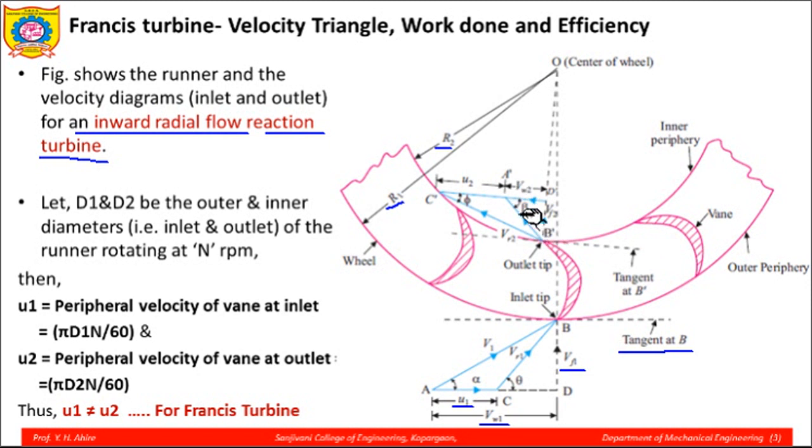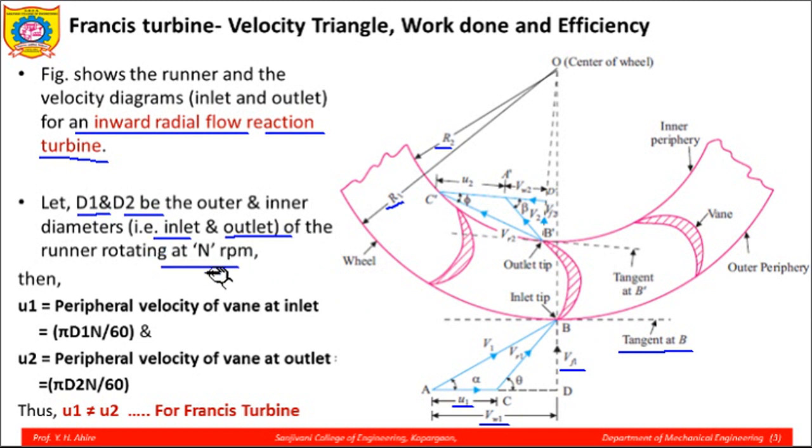V2 will make an angle beta with the tangent at the outlet, means inner periphery, and beta is nothing but the angle made by the absolute velocity V2 at the outlet, right? So these four angles theta, phi and alpha, beta are with respect to the tangents to the wheel at the inlet, means outer periphery, and outlet, means inner periphery. Having said all this, let us see, if D1 and D2 represent the outer diameter and inner diameter. Outer means inlet diameter, inner diameter means outlet diameter.